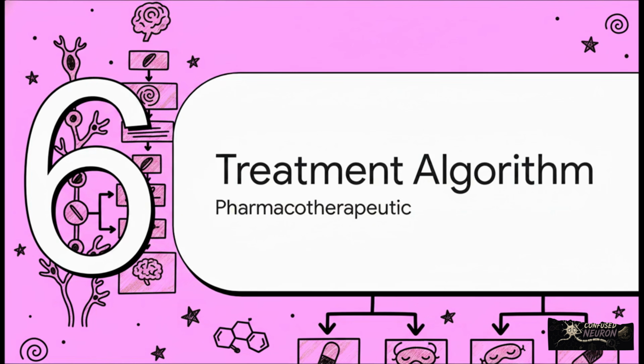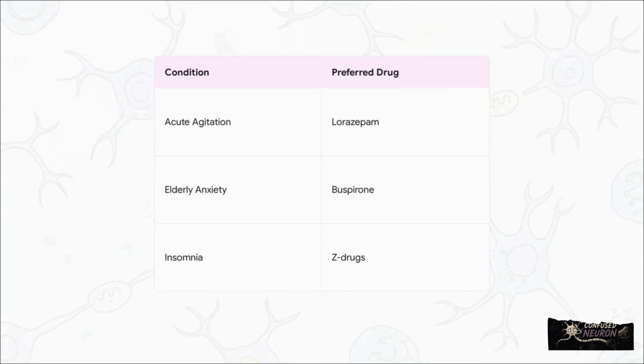All right, the most important part of all of this is the application. How do we actually use this knowledge in the real world? Let's transition to our final chapter, the pharmacotherapeutic treatment algorithm. Let's map the specific drug to the specific clinical scenario. For acute agitation, your absolute go-to is lorazepam. Why? Because it has incredibly rapid anxiolytic properties. It is perfect for an emergency setting.